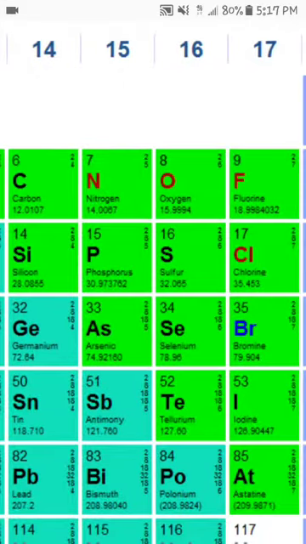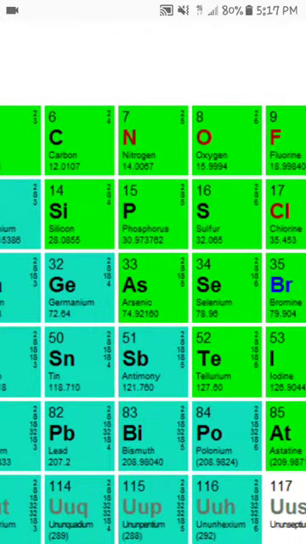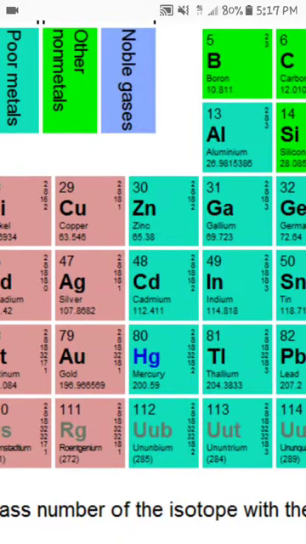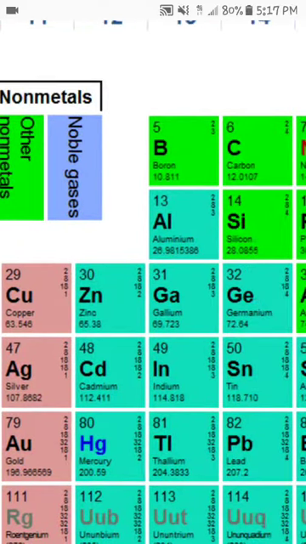The periodic table is the atomic number, the atomic mass. I think that's right about it, and it's just the numbers. That's what it means.